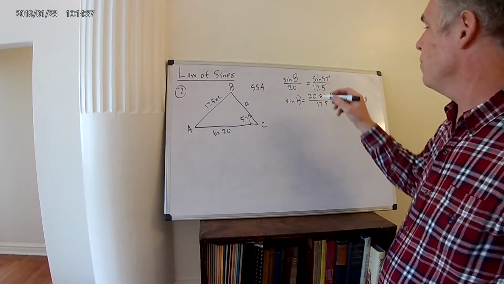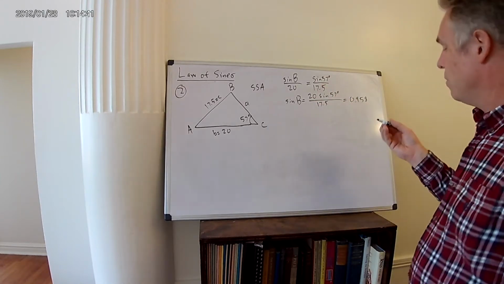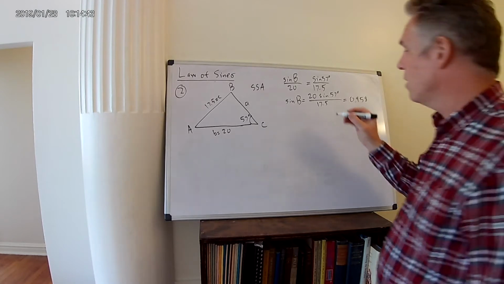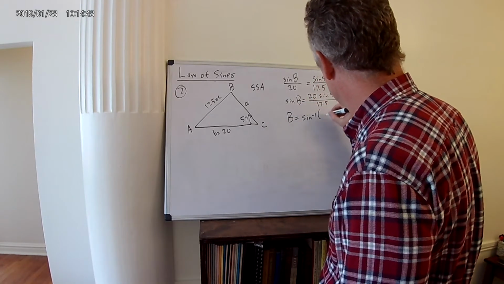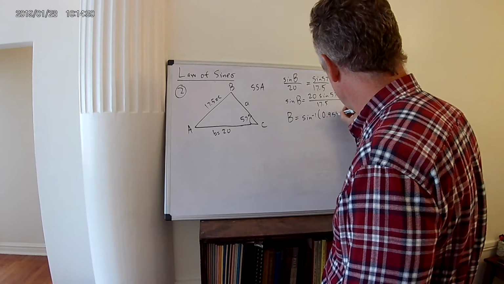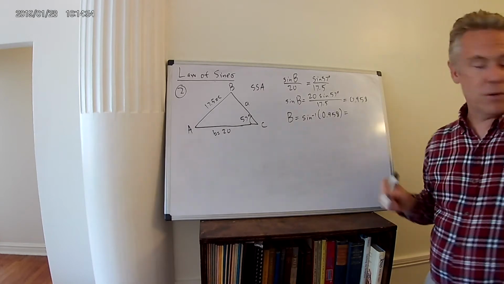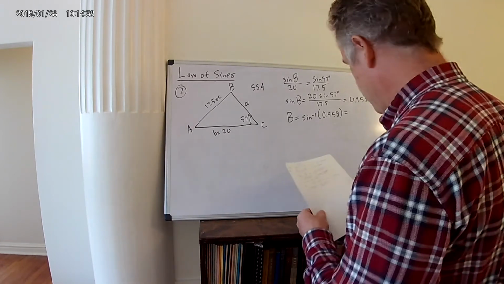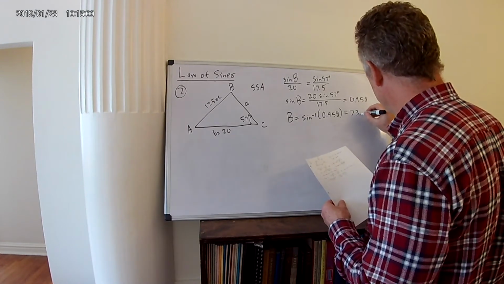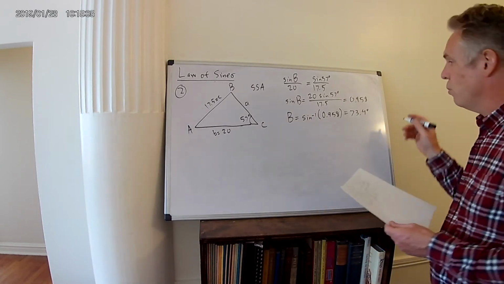But I want to find angle B, not sine of B. How do I find angle B? If I have sine of B equals this number, how do I find the angle B? The answer is I have to do the inverse sine. So B is equal to the inverse sine of 0.958. We talked about inverse sines in the last class. If you plug this in your calculator, you get an angle of 73.4 degrees. So angle B is 73.4 degrees.